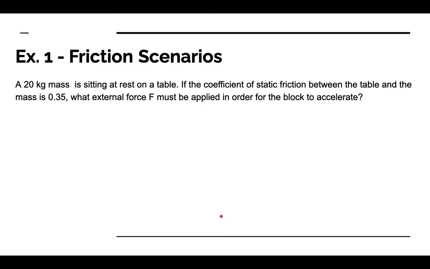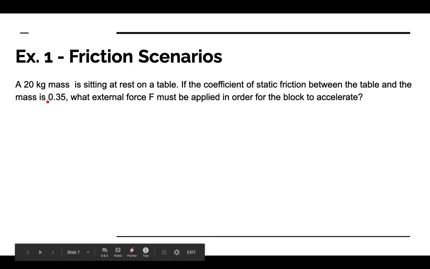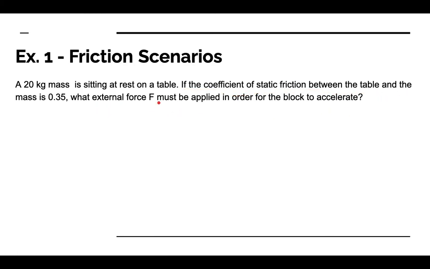So let's look at an example here. A 20 kilogram mass is sitting at rest on a table. If the coefficient of static friction between the table and the mass is 0.35, what external force F must be applied in order for the box to accelerate? So again, with these problems, we're typically interested in what force must be applied for an object to accelerate, or finding out if an object will accelerate, and if so, what is the acceleration?